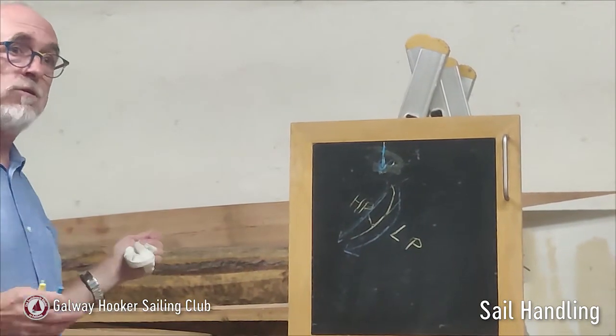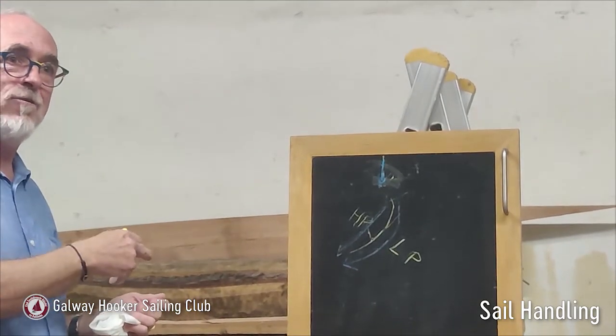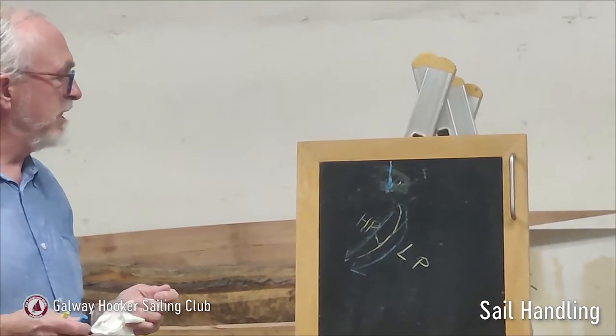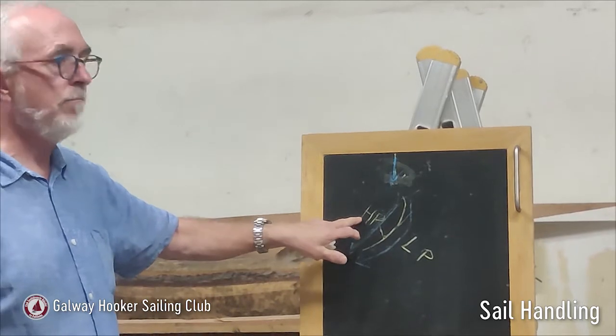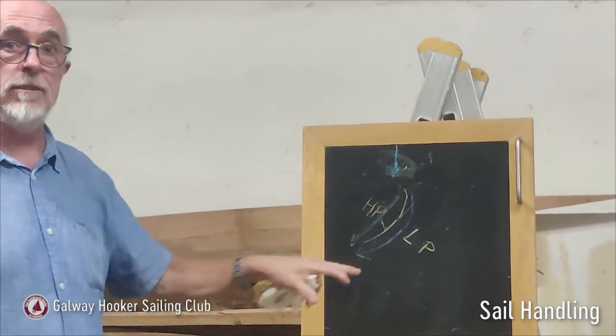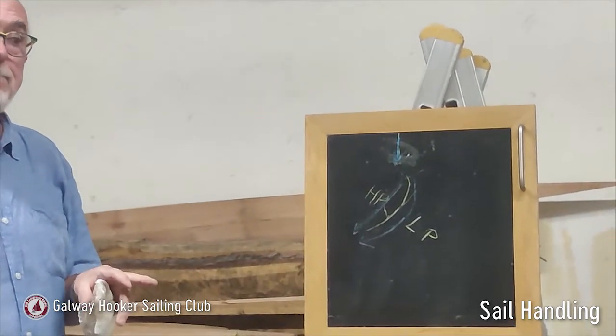Unfortunately, a sail has to go over the other side, and the angle of that curve needs to change, so that's why they need to be flexible material. But this pressure differential between the high pressure and the low pressure is what actually makes you sail upwind.